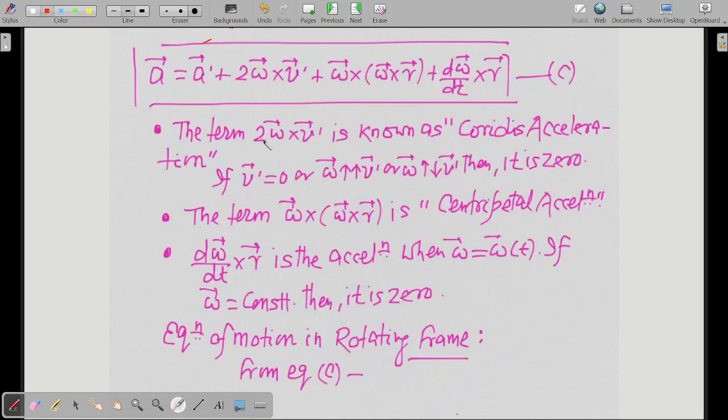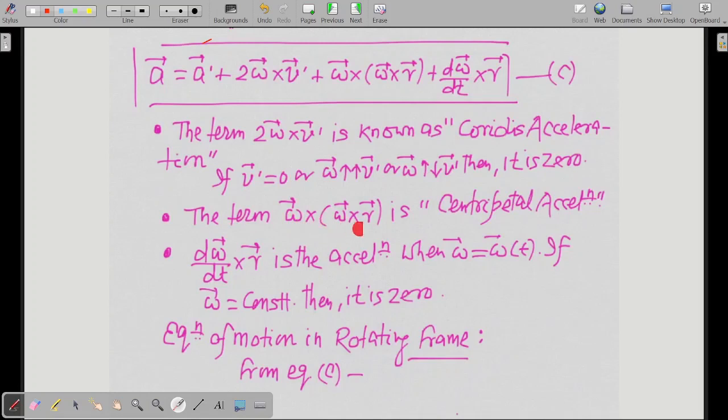That's why this term 2 omega cross v prime is known as Coriolis acceleration, and it is equal to 0 in these particular cases. Coriolis acceleration is 0 if v prime is 0. Coriolis acceleration is 0 if the omega vector and v prime vector are parallel. Coriolis acceleration is 0 if the omega vector and v prime vector are anti-parallel. So in these 3 situations, Coriolis acceleration is 0.